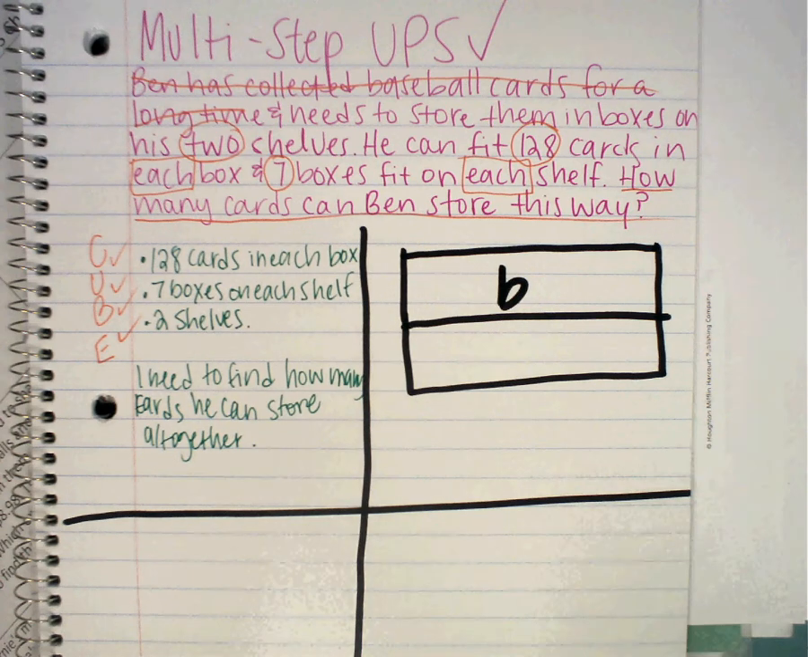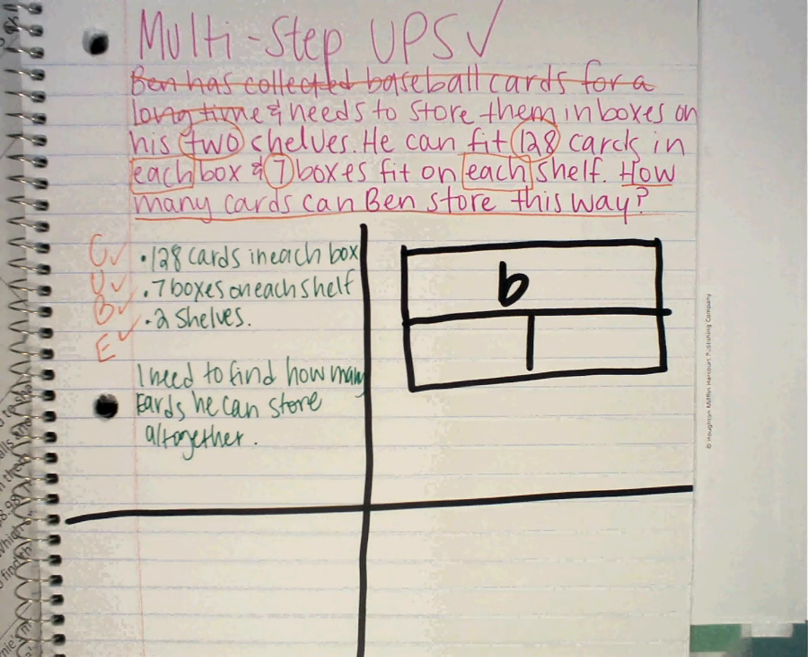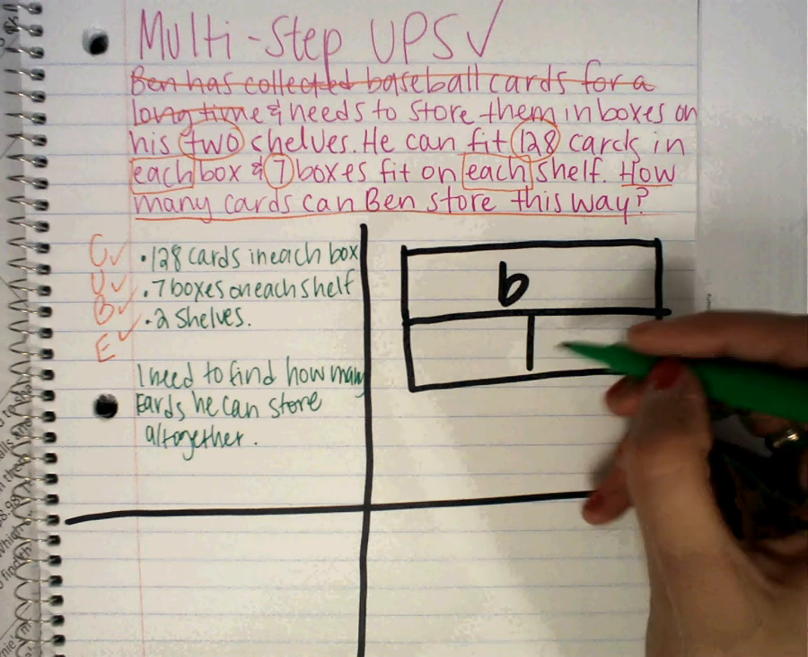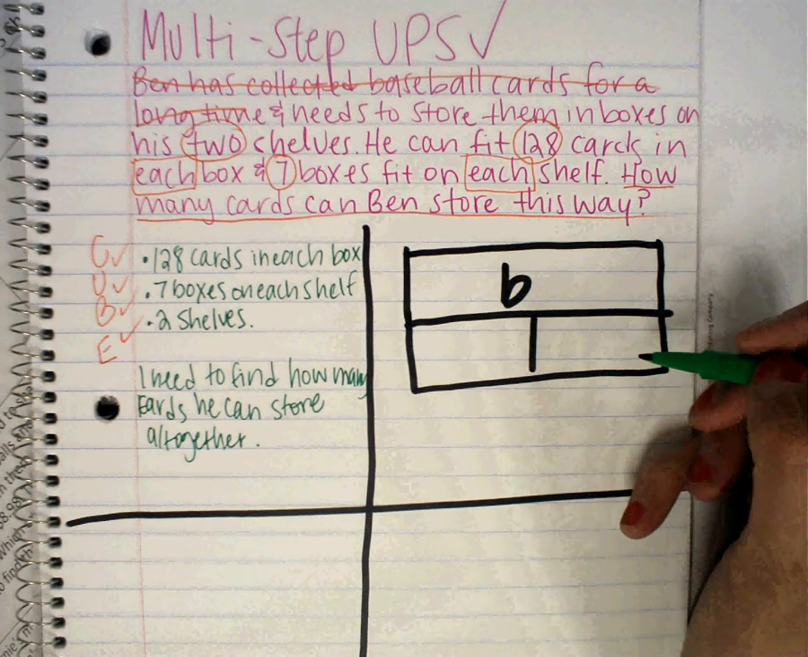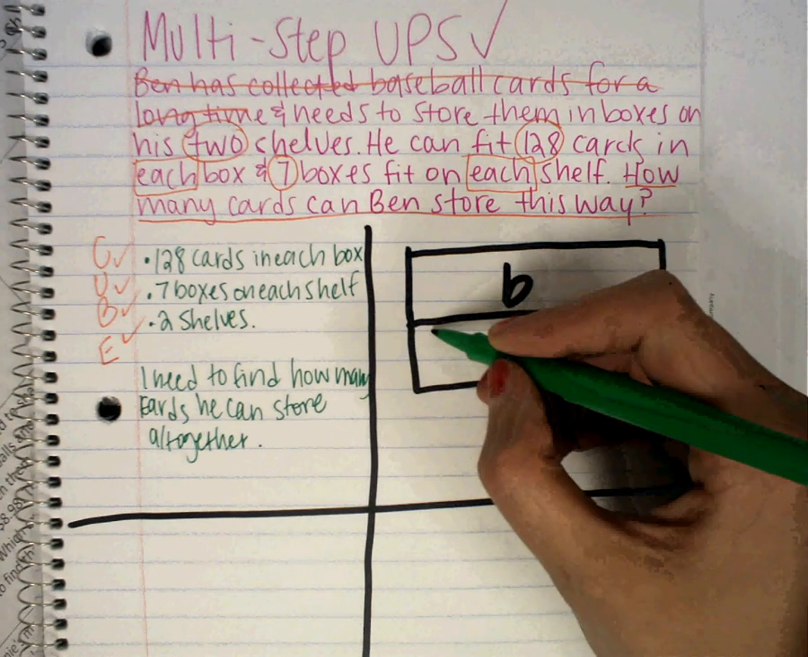So we know that we have how many shelves going on here? 2. So I'm going to split this in half. Okay? And we know that on each of these 2 shelves, so these represent my 2 shelves, right? On each of those 2 shelves, I have 7 boxes. So I'm going to separate this into 7.